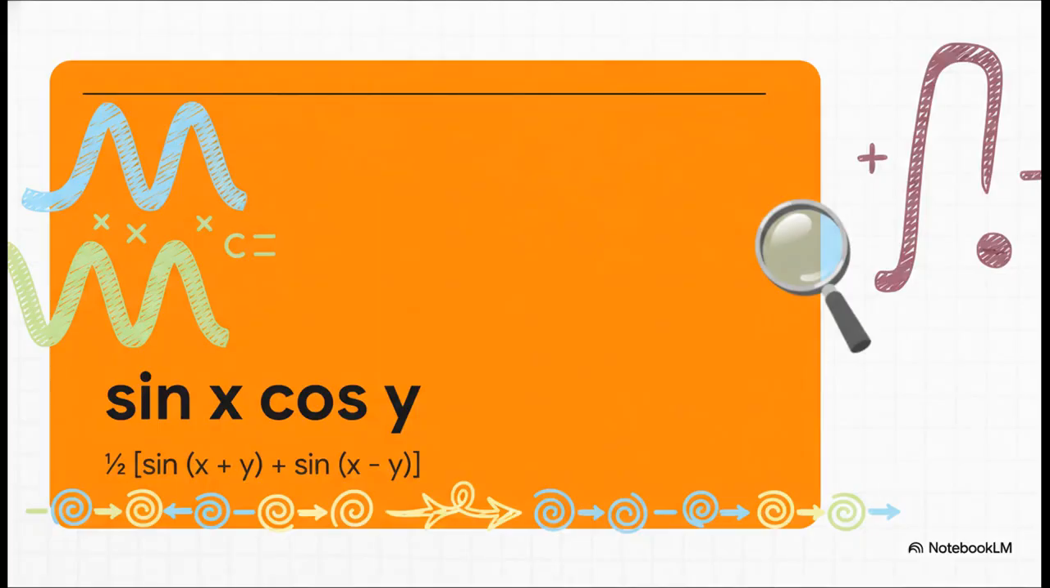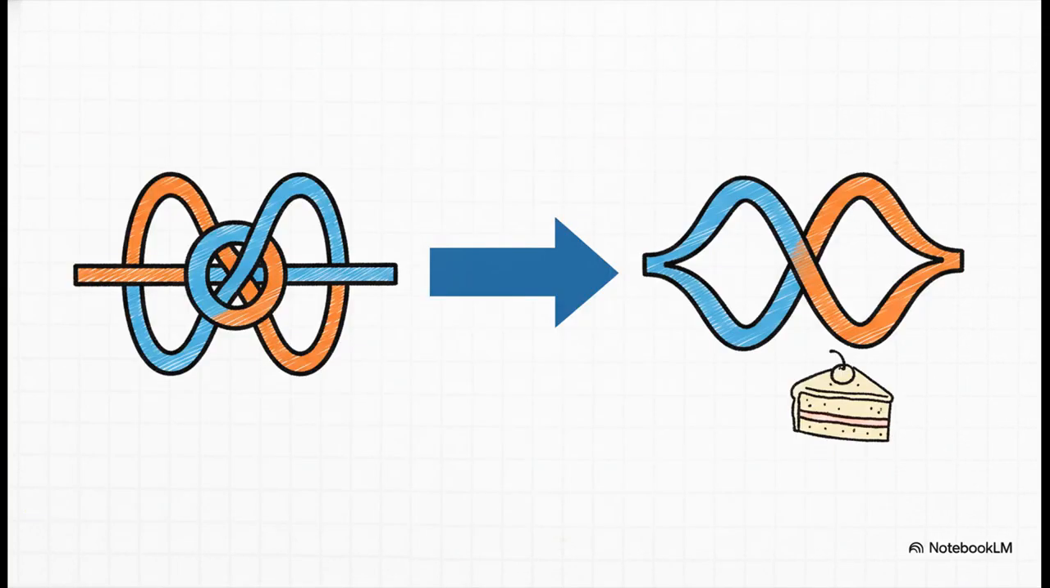It lets us turn a product, like sine A times cosine B, into a nice sum of other sine functions. In our problem here, A is just 2x and B is 3x. So when we plug that identity in, our integral completely transforms. The nasty product becomes 1/2 times the integral of sine of 5x minus sine of x. And there it is again. We turned a hard product into a simple difference. And integrating this is now a piece of cake.